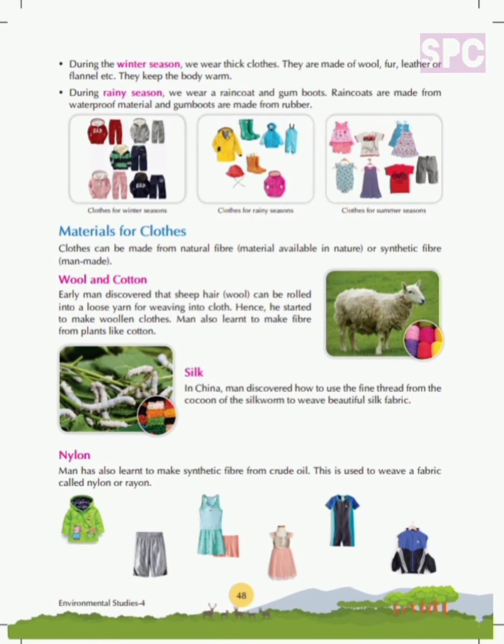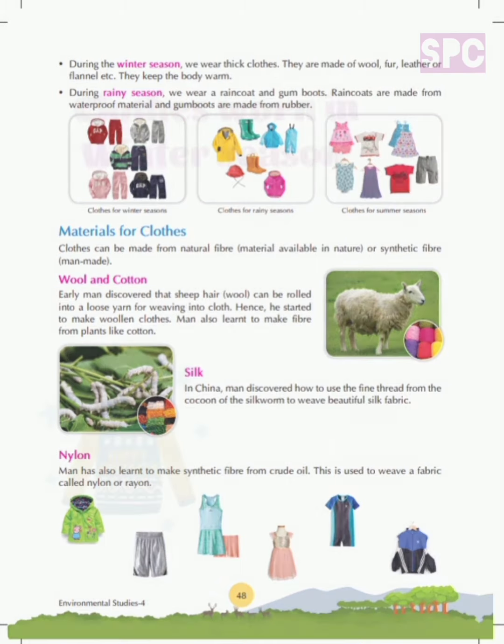During the winter season, we wear thick clothes. They are made of wool, fur, feather or flannel, etc. They keep the body warm. During rainy season, we wear a raincoat and gum boots. Raincoats are made from waterproof material and gum boots are made from rubber.